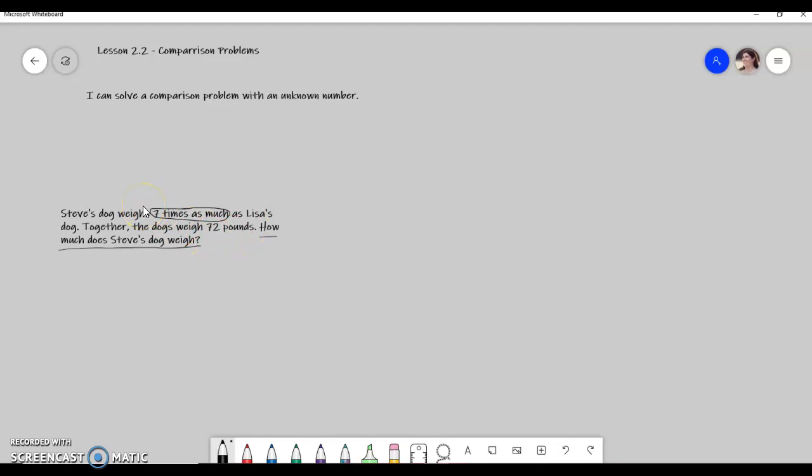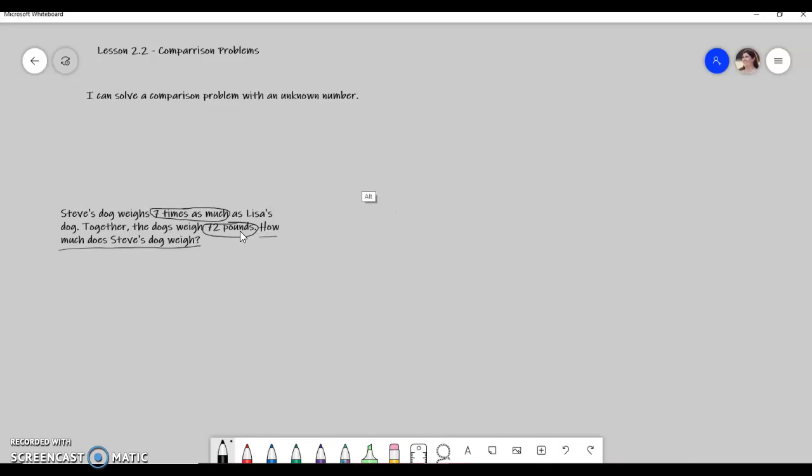So what about Lisa's dog? Do we know how much that dog weighs? Let's see. Steve's dog weighs 7 times as much as Lisa's dog. So we don't know how much Lisa's dog is. But we do know that together, the dogs weigh 72 pounds. So that means all together, they're 72 pounds. So we're going to need to draw a model to figure this out.